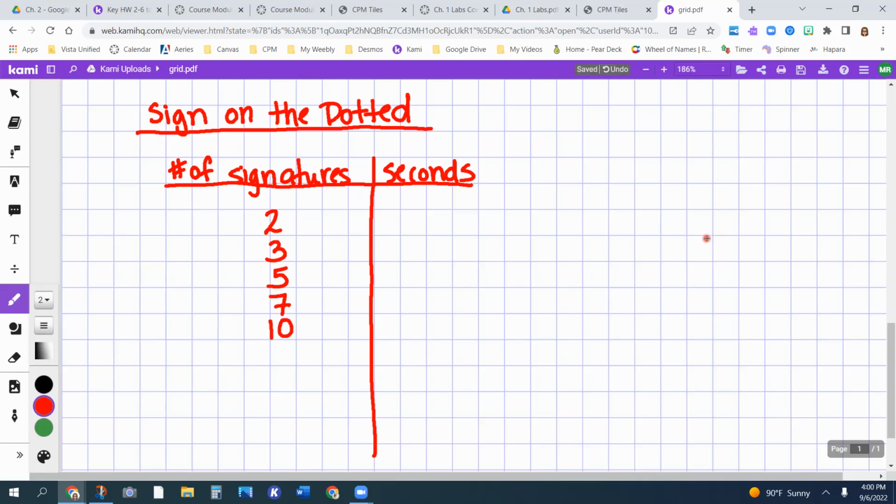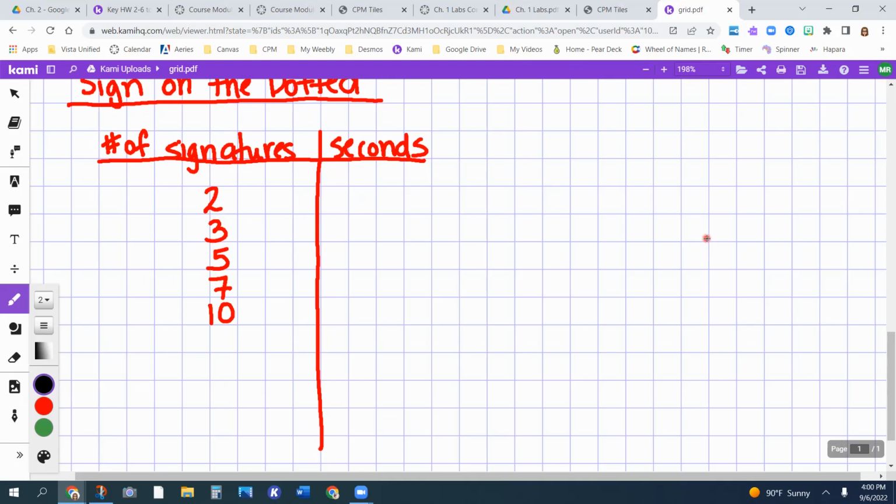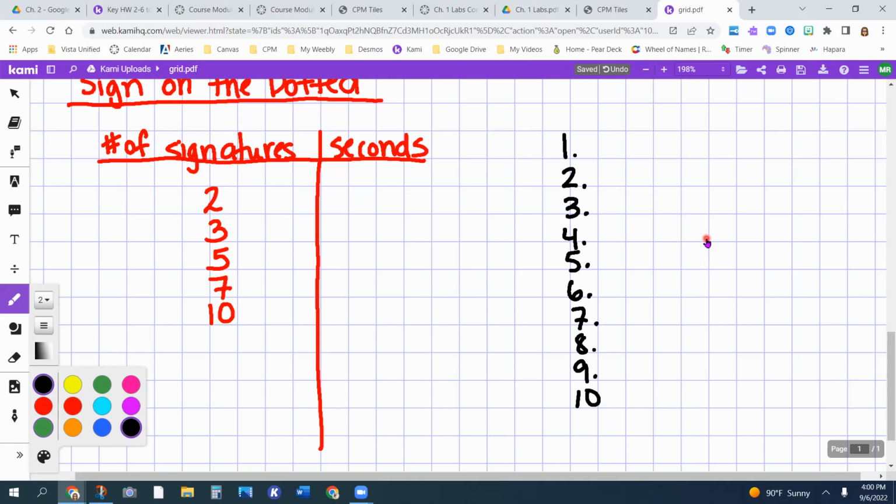So one person's going to do the signing, one person's going to time it, and the others will record it so that we have the data. What I would recommend for the person who's signing, maybe number it 1, 2, 3, 4, 5, 6, 7, 8, 9, 10, so that when you're signing, you aren't going to have to go back and count, and then just start all over again.